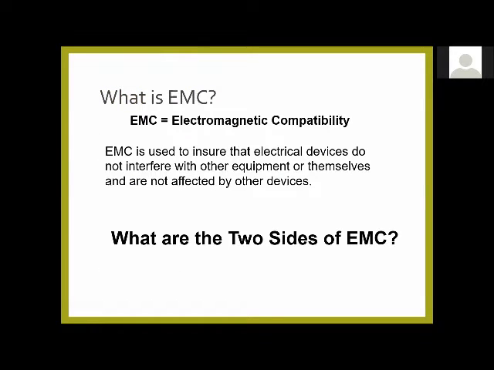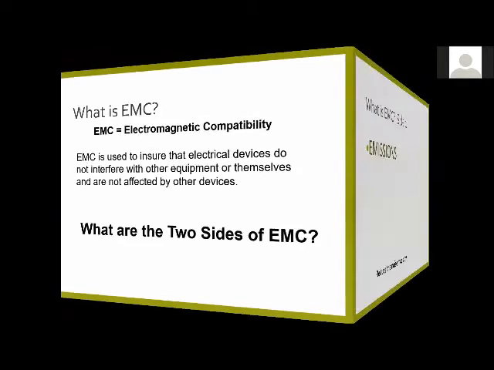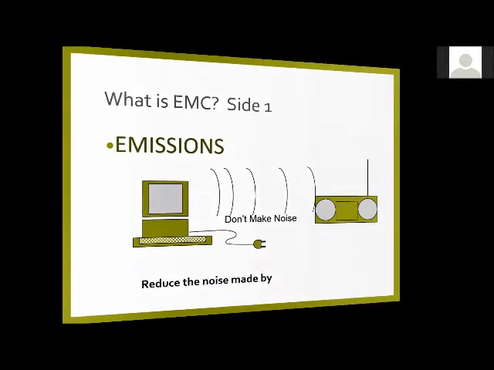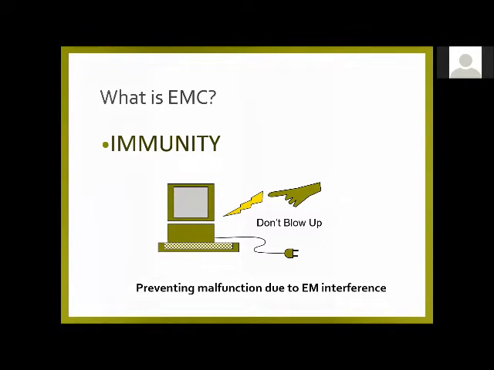What is it? It means that electrical devices don't interfere with other equipment or themselves and are not affected by other devices. We have two sides: emissions, so there's conducted and there's radiated, and immunity. My oven's reputation was sealed. It's one of the most famous hits. It was not immune. That was the problem.